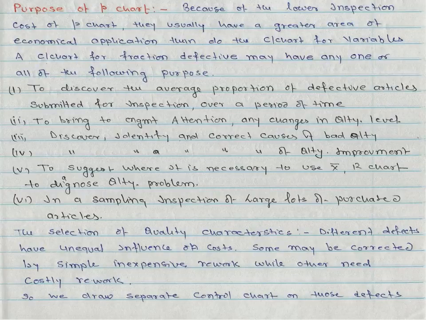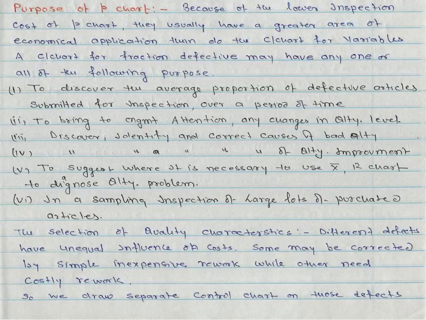Again we use the X bar and R chart for particular operations. So in a sampling inspection of a large lot of purchased articles, in the selection of the quality characteristics, the different defects have unequal influence on cost. Some may be corrected by a simple, inexpensive rework, while others need costly rework. So there are two possibilities. When defective products come from a sample, then we have to investigate what defects occur.